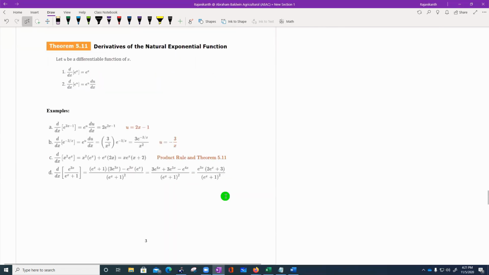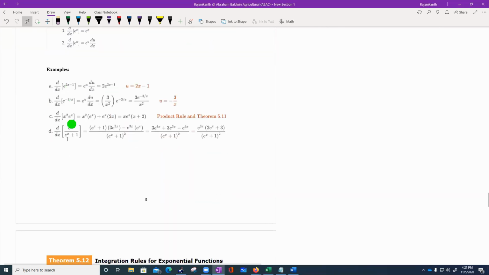Okay, that's it. Now you have all the u substitutions and finding the derivatives. So whenever you have a fraction, use the quotient rule you learned and the product rule, then exponential rules. That's it.